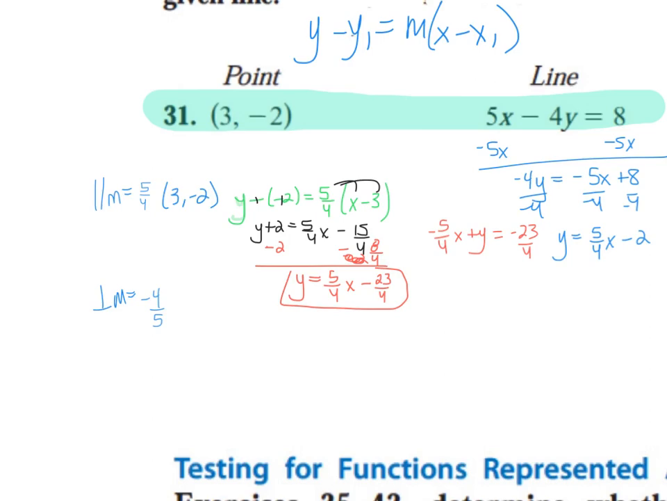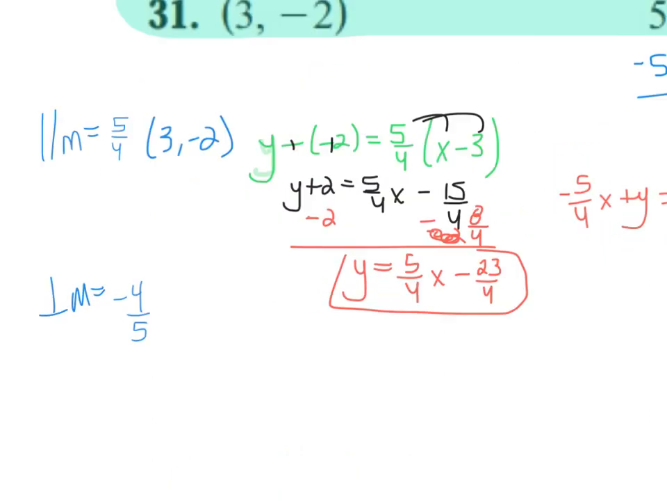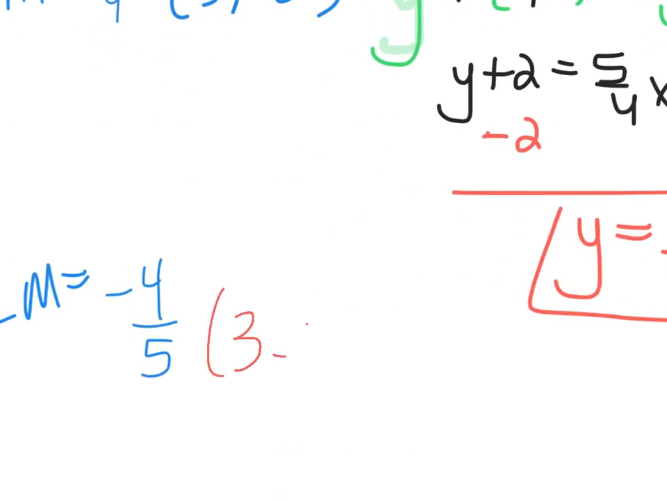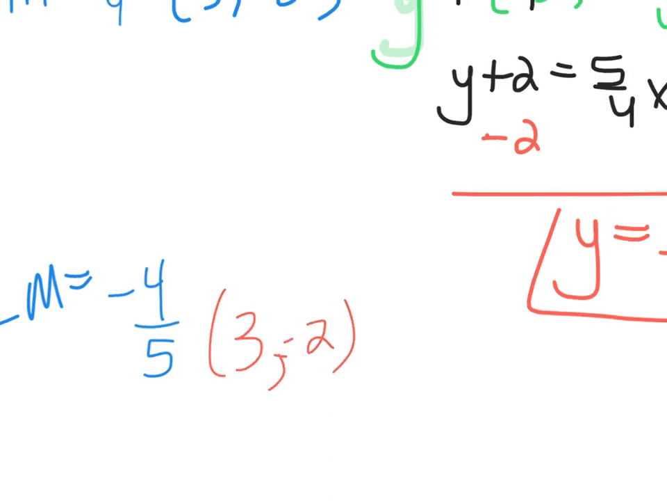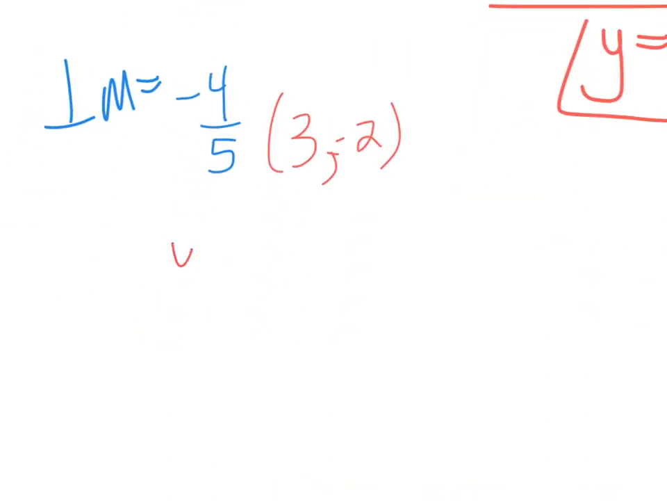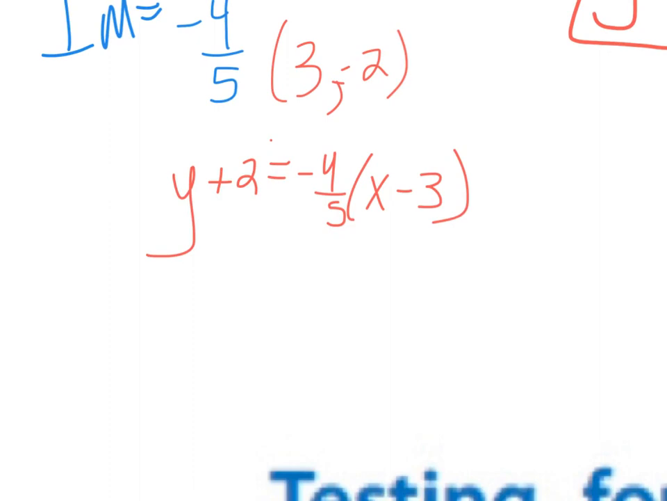So now if I'm going to do the perpendicular line, I'm going to use that same point that they gave me, 3, -2. So I have y minus -2, which is what? Plus 2 equals -4/5 times x minus 3. And now all it is just simple algebra, guys. You have y plus 2 equals -4/5 x plus what?